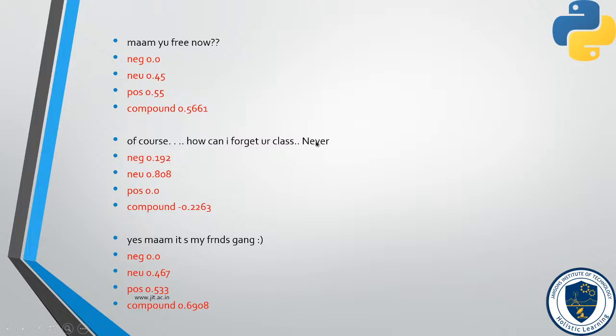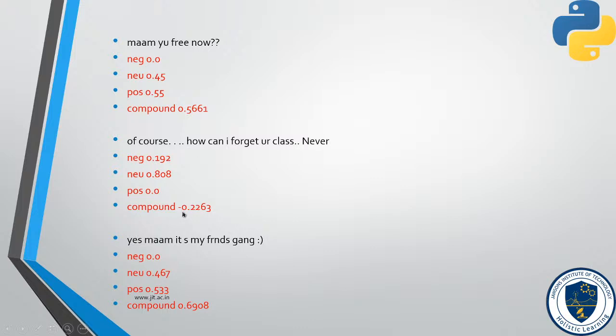But actually, the problem here in this particular sentiment analyzer is that you have a pitfall in everything. So here it is: "How can I forget your class? Never." Actually, it is a positive sentence. But since it has seen "never," and never is a negative word, therefore the negative value is 0.192, neutral is 0.8, and positive is 0.0. And when you are calculating the compound, it determines that it is minus.